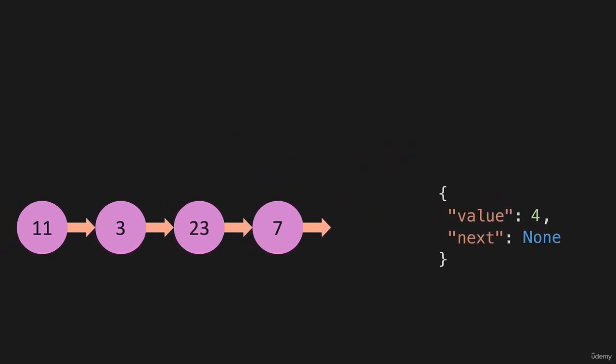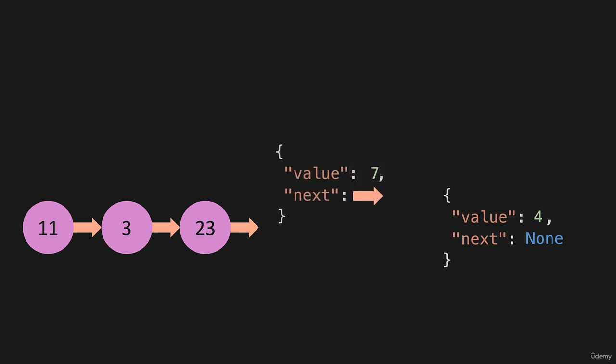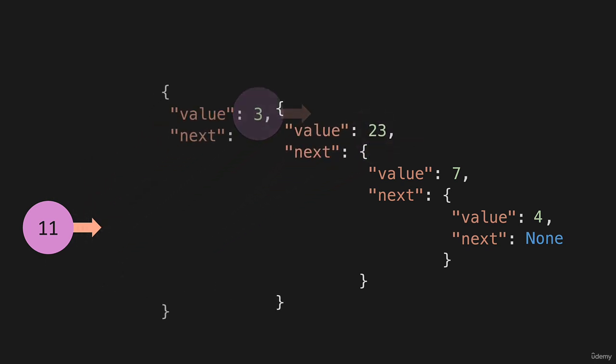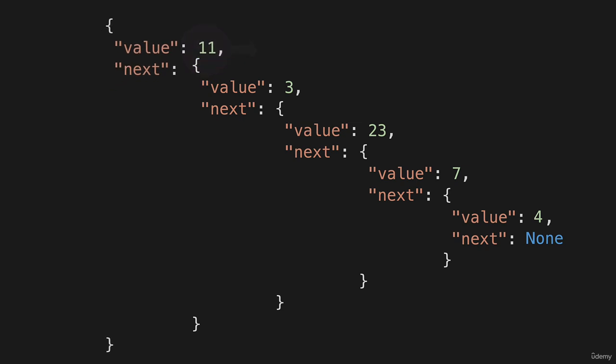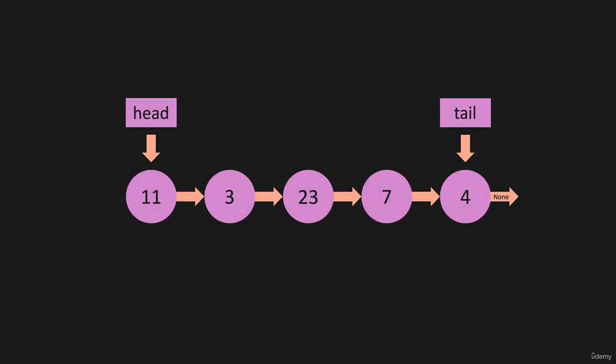So when you add this to the linked list, the 7 node also is a dictionary. But how do we have the 7 node point to the 4 node? We do it by just having the next value of that 7 node be the 4 node. And the same is true of the 23 node and the 3 node and the 11 node. And then we have head pointing to it, and tail pointing to the last item. So this is basically what's happening when you see this.